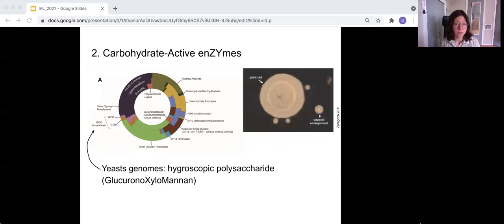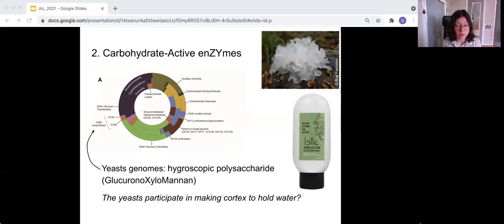GXM is a polysaccharide known from non-lichen relatives of Tremella. So for example, Cryptococcus, the human pathogen, GXM forms a capsule that helps the fungus to avoid human immune response. And this polysaccharide is also extremely hygroscopic. So Tremella fuciformis, for example, has a common name, the jelly fungus, thanks to this polysaccharide. And the moisture retaining properties of GXM are even used in cosmetics. So here you can see a skin lotion made from Tremella. And we hypothesize that maybe the yeasts produce GXM that helps lichen to retain water.